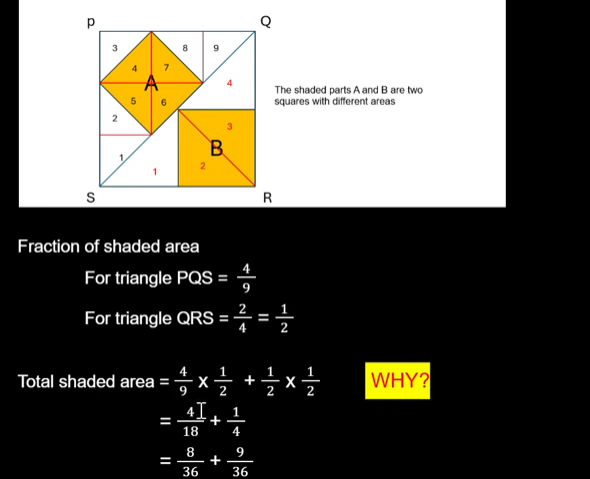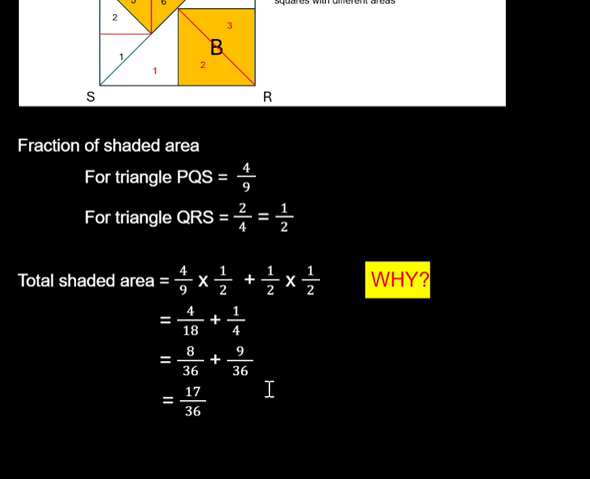So 4 over 9 times half will give you 4 over 18, and half times half will give you 1 quarter. If you add them up, you convert: 18 multiplied by 2 gives 36, and 9 times 4 gives 36. So you convert, and it becomes 16 over 36 plus 9 over 36. So the fraction of the area that is shaded is 17 over 36.